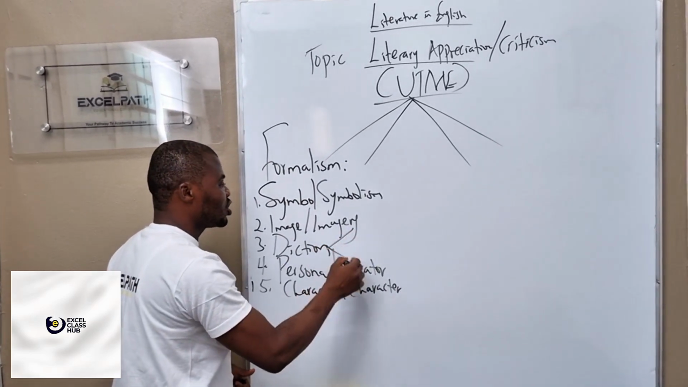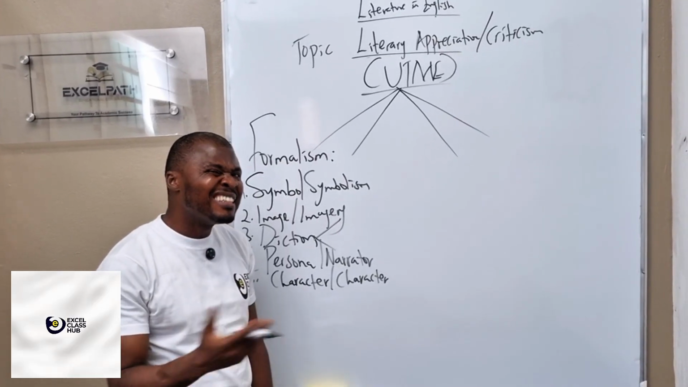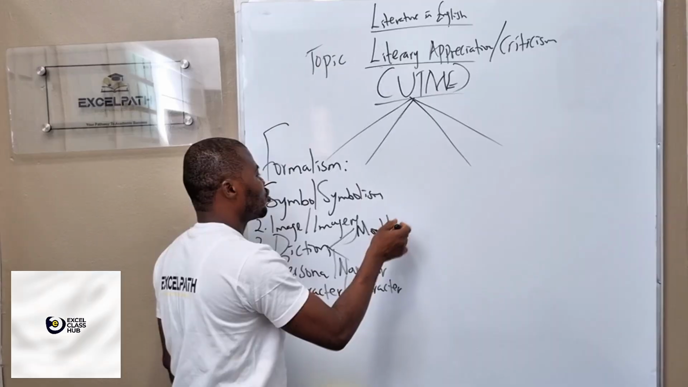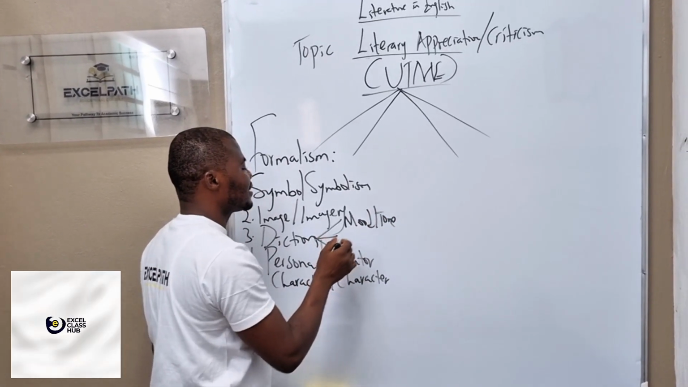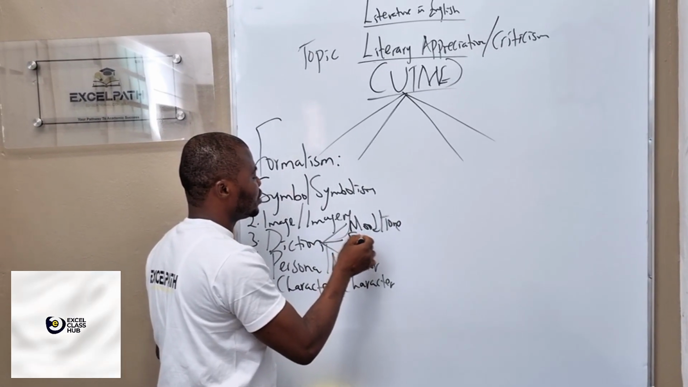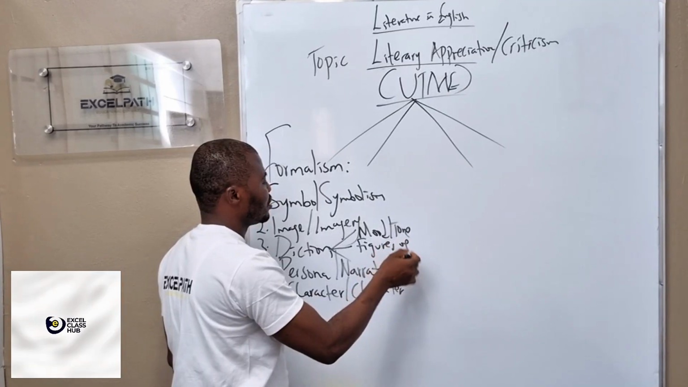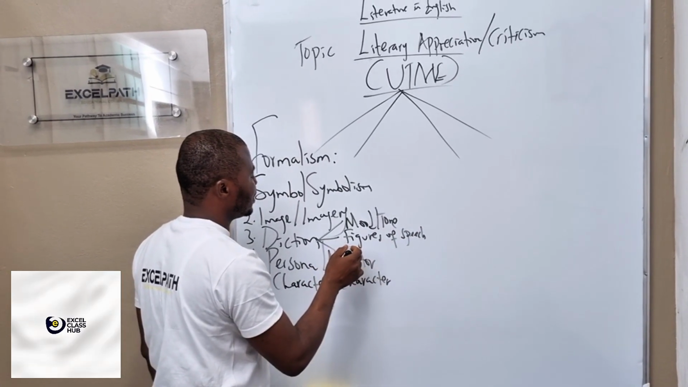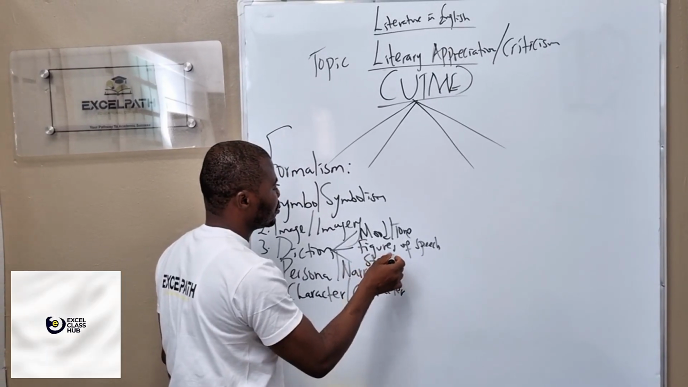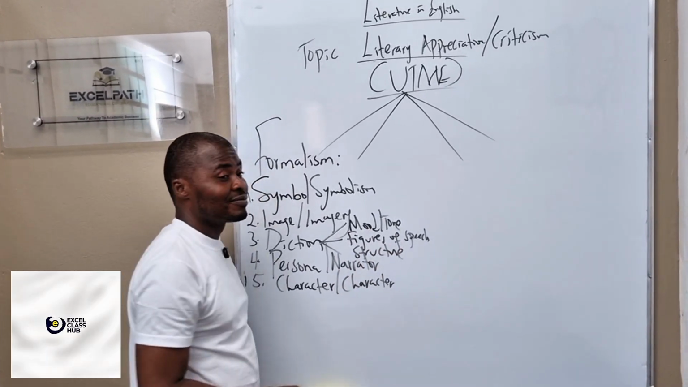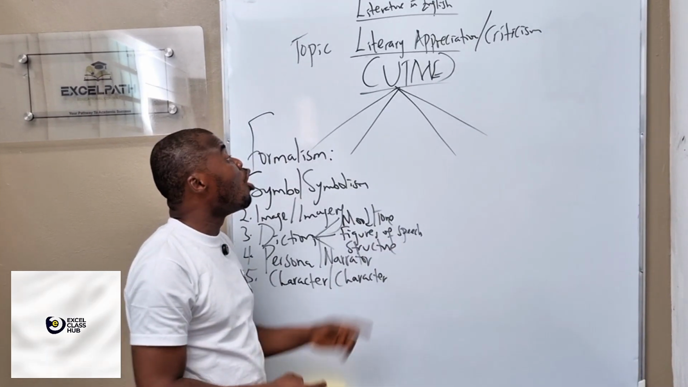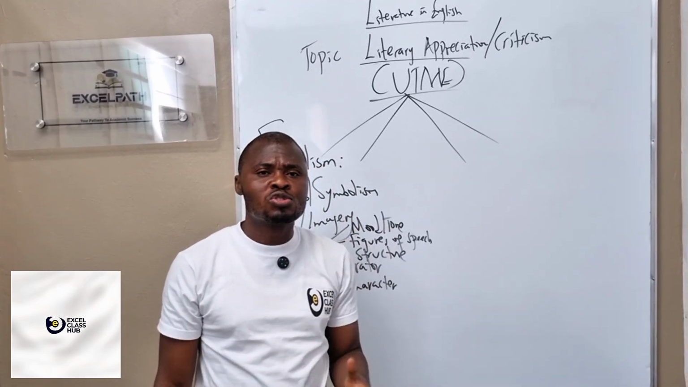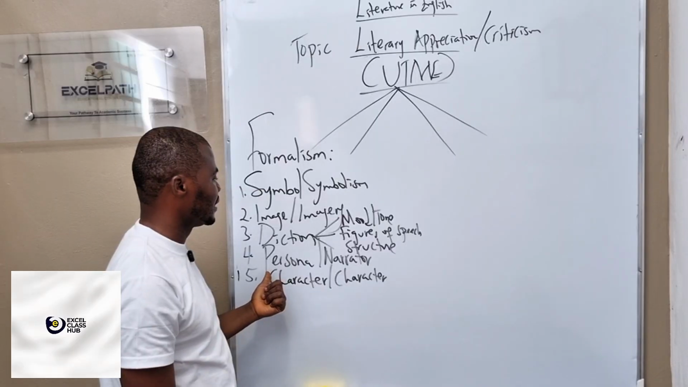Don't forget, diction carries three things in it. The first is mood and tone. The next is figures of speech. And the last one is structure. Don't forget, all these things apply to all literary works, whether you're dealing with drama, prose, or poetry.